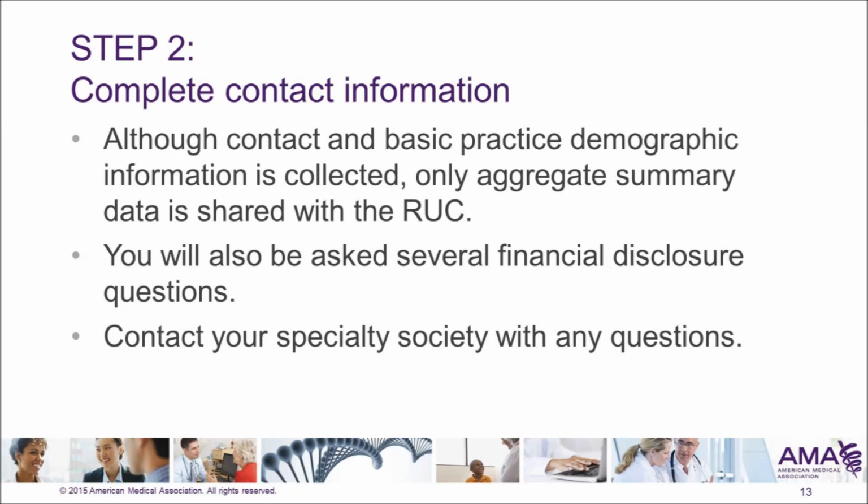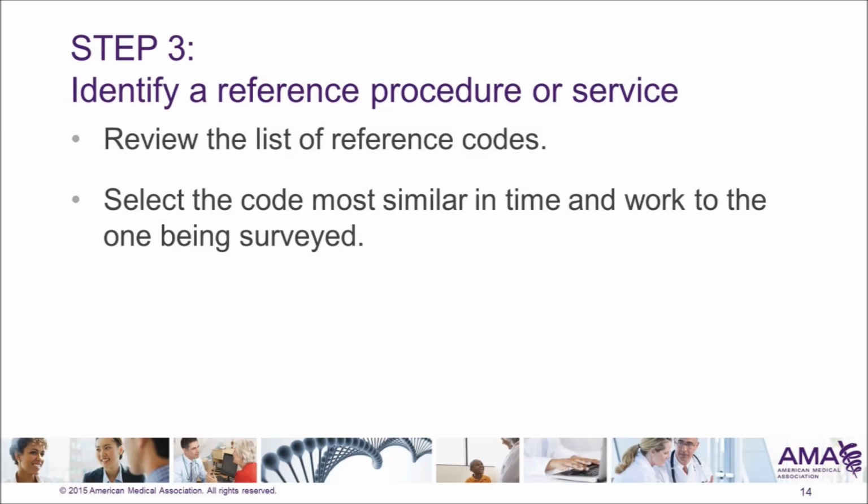For the third step, you are asked to review a list of reference CPT codes and then select one code from the list that is most similar in time and work to the survey code descriptor and typical patient described. The services included in this list were selected because their relative values are sufficiently accurate and stable compared with other codes. Your reference choice does not have to be equal in work in your judgment to the survey code, but should be similar. You will use the code you select as a reference when completing the survey.